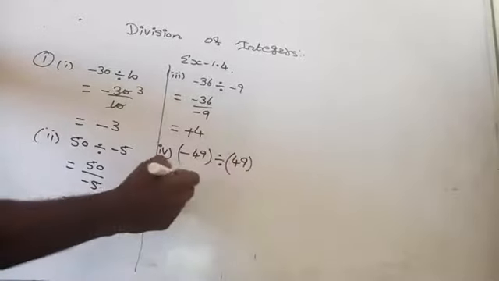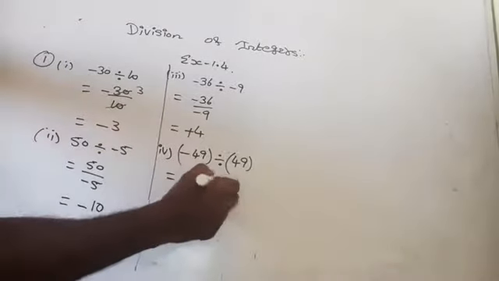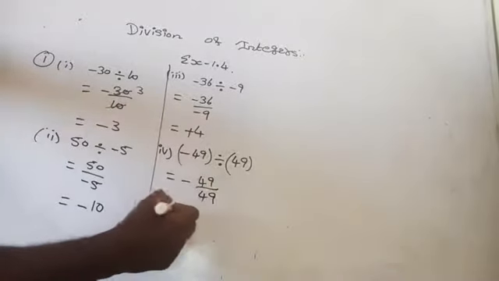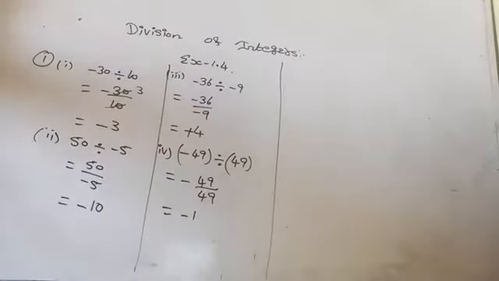Here one integer is positive, another integer is negative. Then the result is what? Negative. So minus 49 by 49 is equal to minus 1. Am I right here? Yes. Then next one.